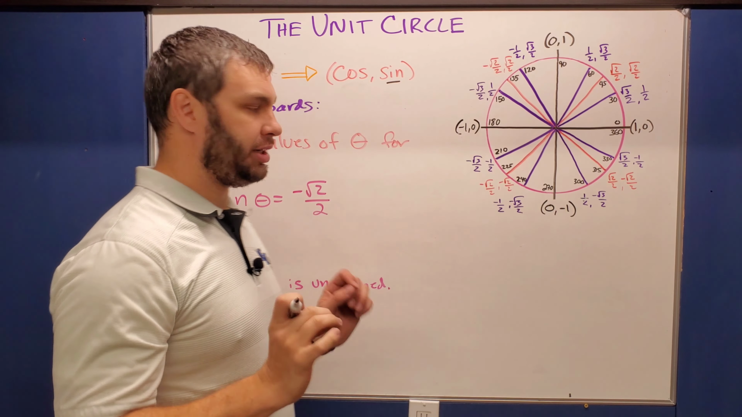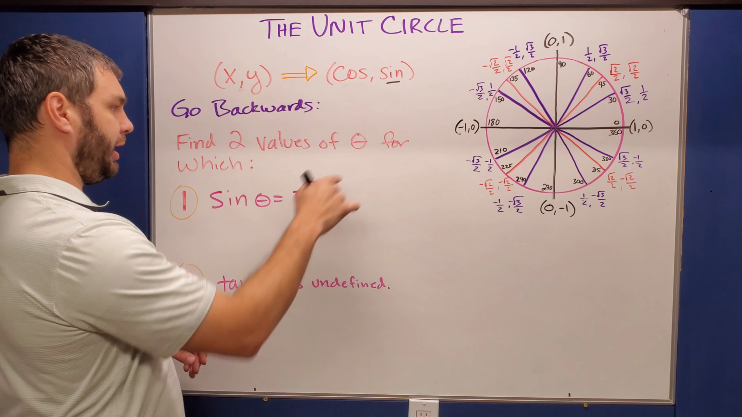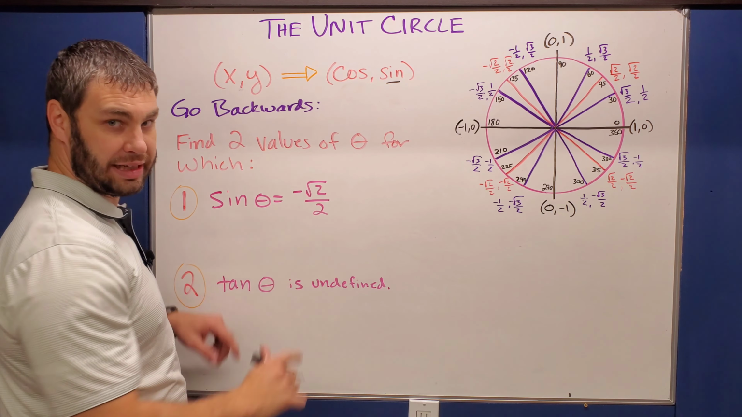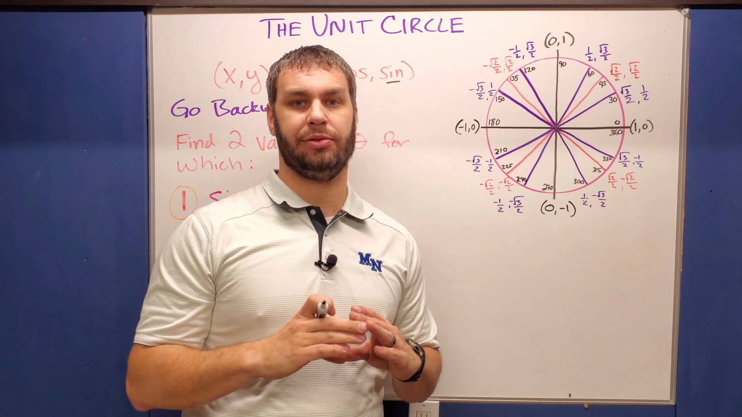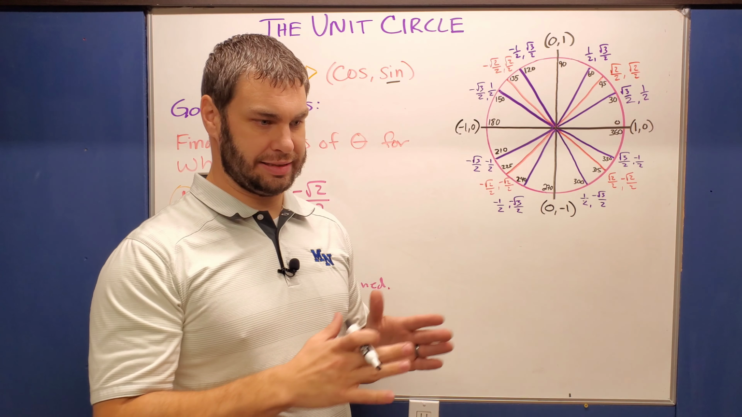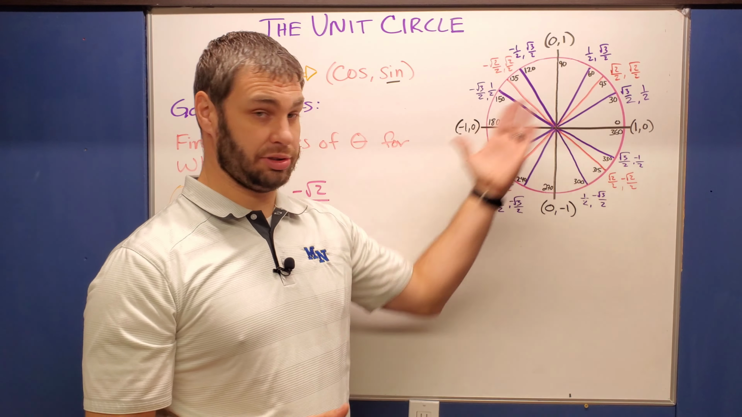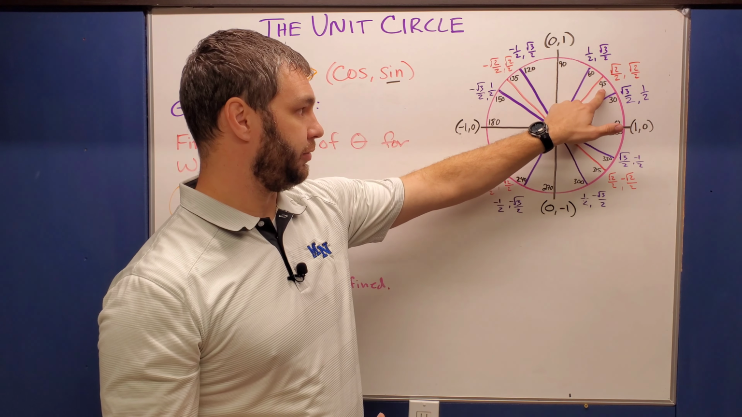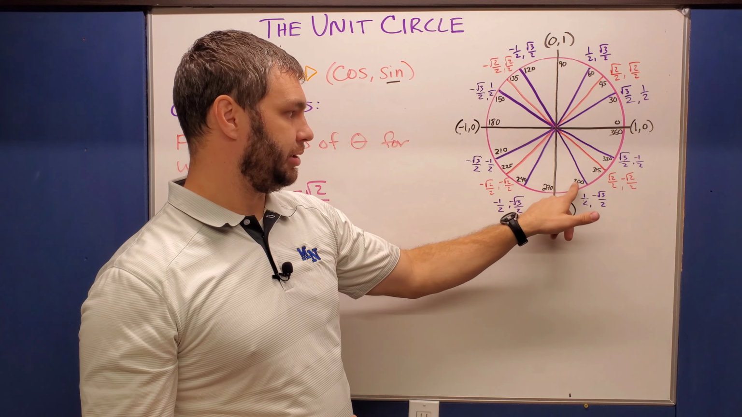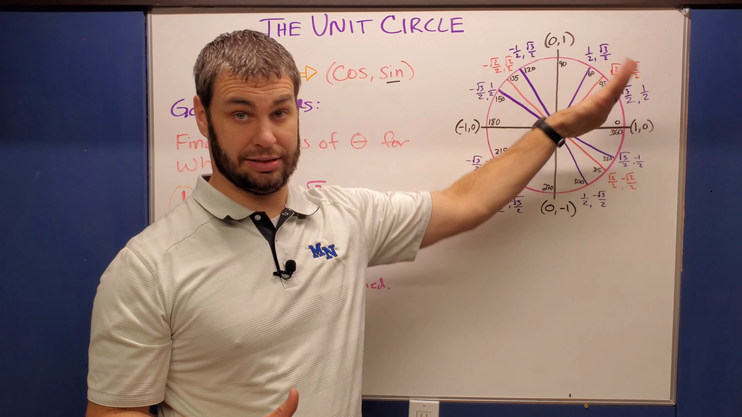Our last two problems are going to ask us to find two values of theta for which sine of theta is negative square root of 2 over 2 and for which tangent of theta is undefined. Now we use theta, remember, as that Greek letter to indicate the angle value, which of course we use degrees for. So what it's asking for is one of these degree values, like 30 or 45 or 60, all the way up to 300, 315, 330, 360, one of those things.